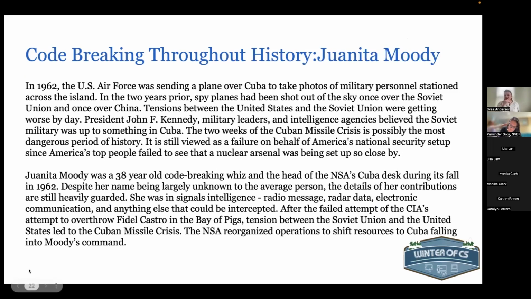Juanita Moody was really instrumental in the Cuban Missile Crisis. She was at NSA and she was an incredible code breaker, and so she was able to help out with that as well. So this unit actually starts with World War II, but then it goes into the Cuban Missile Crisis, because that was another opportunity for us to decode and figure out what was happening.